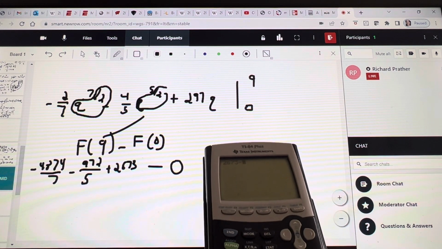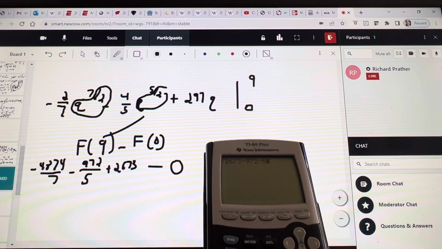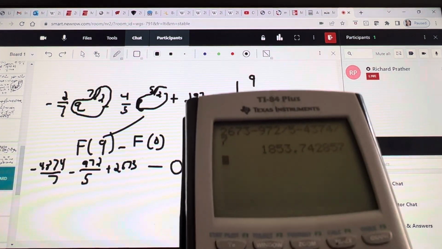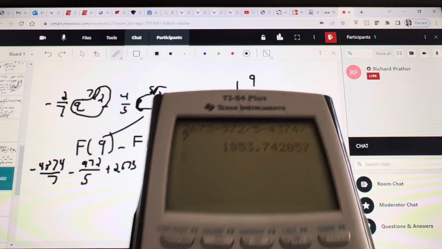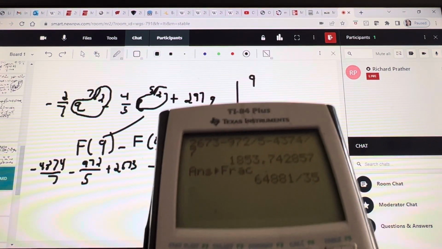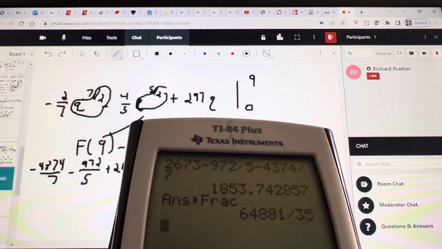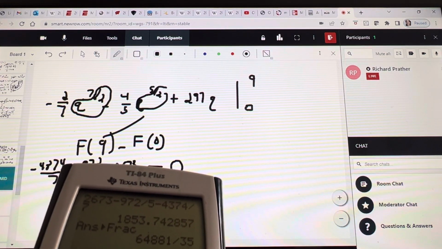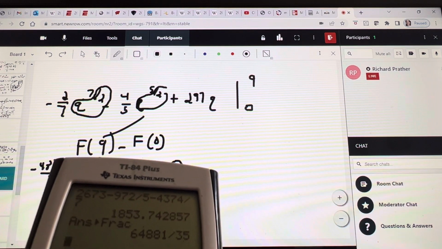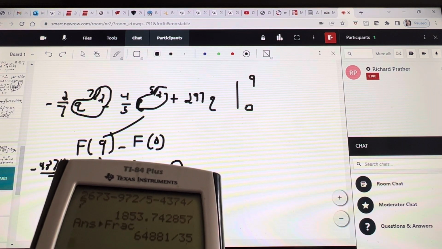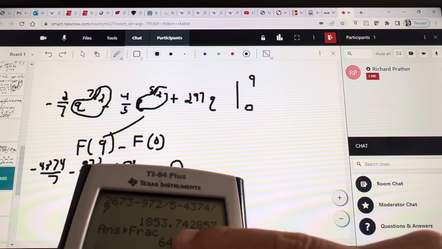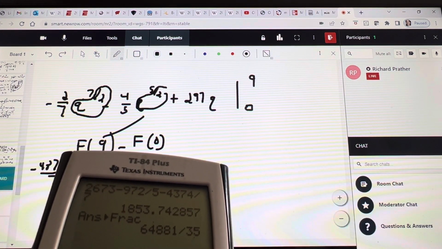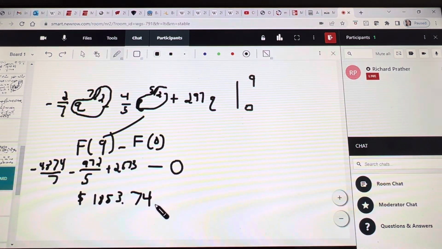2673 minus 972 over 5 minus 4374 over 7. So there's a decimal for that. Math, enter, enter, in case they want a fraction, over 35. This one they might want a decimal because this is about money. So I'm going to put 1853.74, and the next digit's a 2, so then we don't round up.